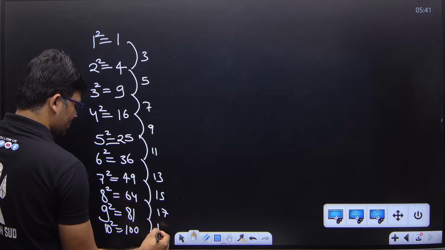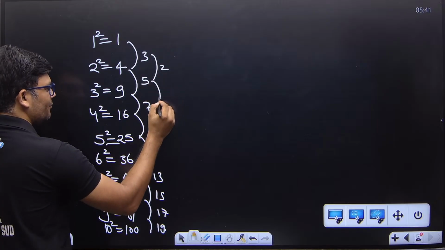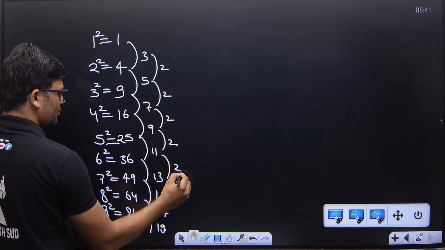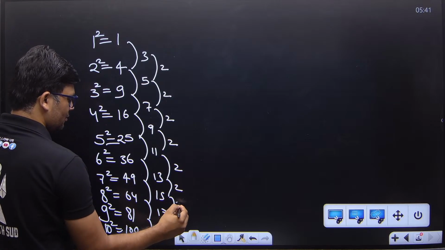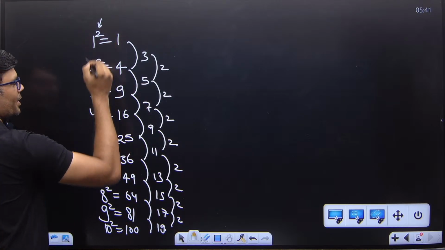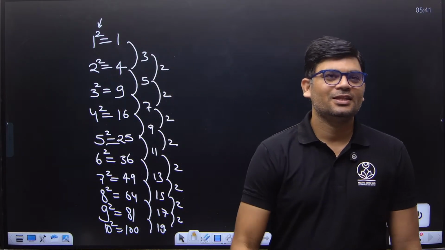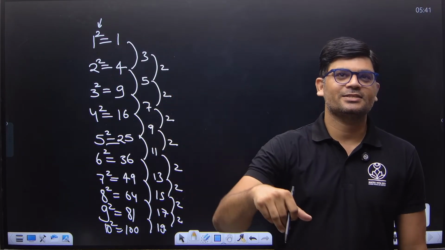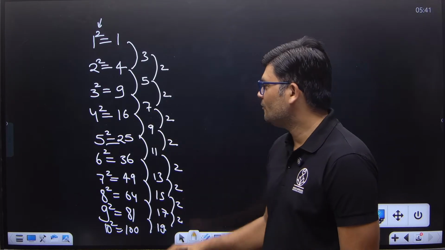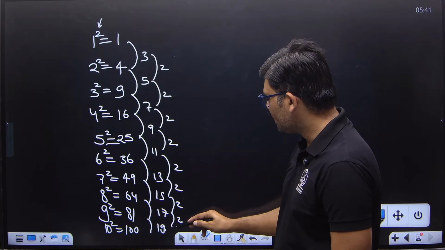And if I ask you to find the second difference, you will find the second difference is always constant. Why is the second difference 2? Because we are finding the square. If we are going to find the cube, then the second difference will be 6. We will learn that later on. But right now you have to understand that the difference between any two consecutive squares is an odd number.